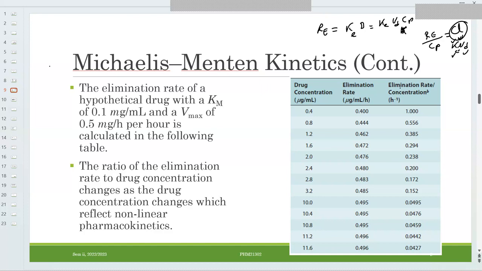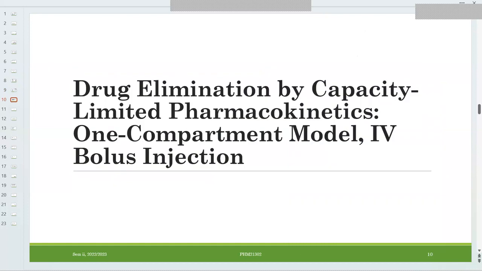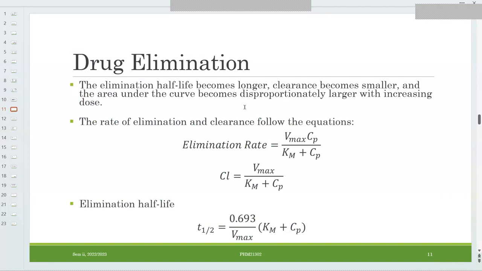In nonlinear pharmacokinetics, the clearance, which equals the elimination rate divided by concentration, is decreasing. It's not constant. So here again, we can notice that with changing the dose, the values of pharmacokinetic parameters also change. So now we'll see how to calculate drug concentrations from a certain dose, or the dose required to achieve a certain concentration, in the case of a one-compartment model, IV bolus injection, but with capacity-limited pharmacokinetics, which is Michaelis-Menten kinetics.